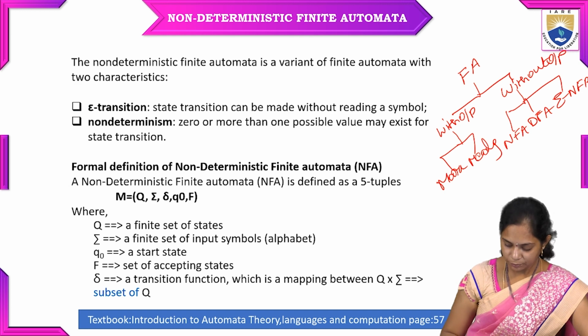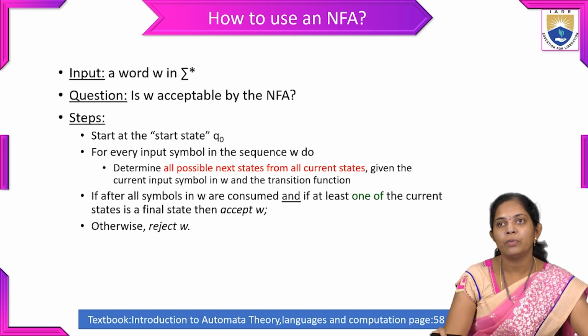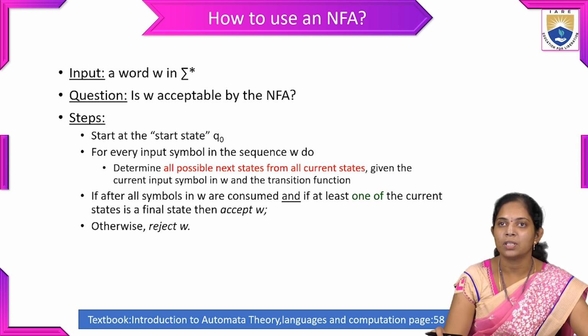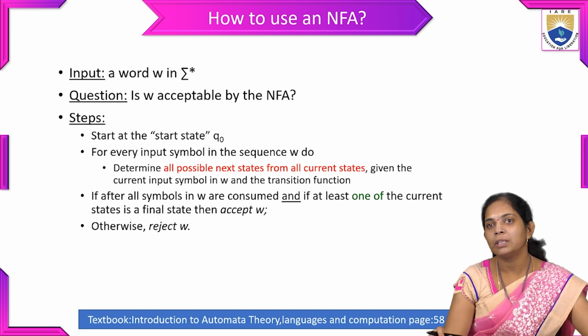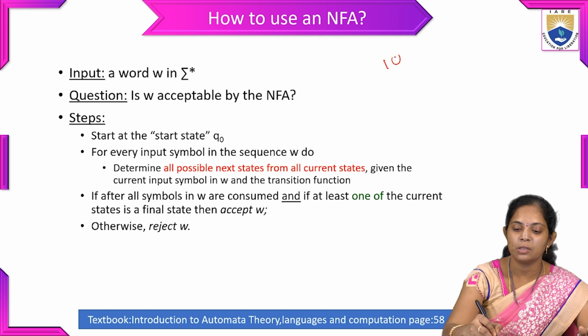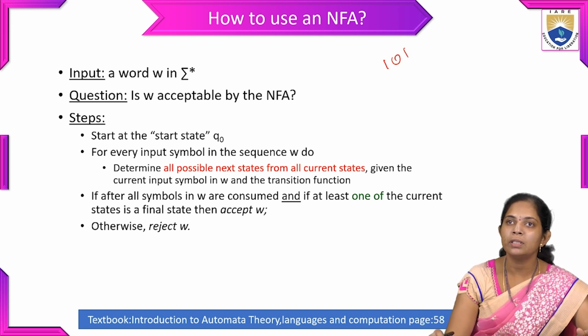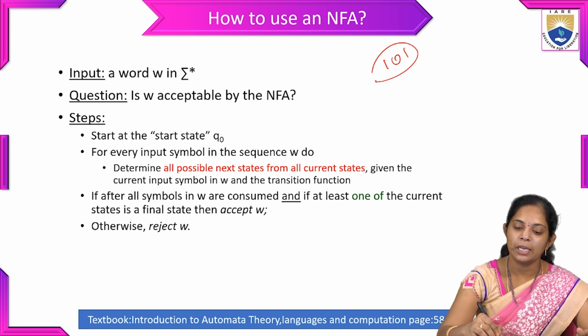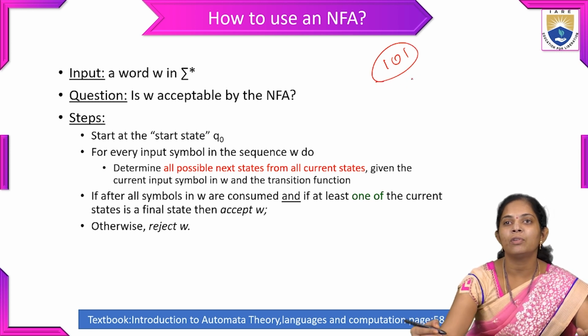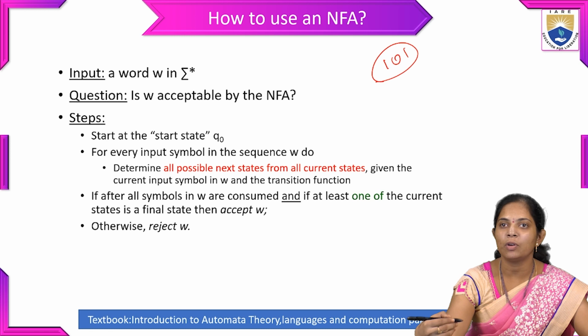Next, how to use an NFA. Where do we use it and how can we use the NFA construction? The input we are giving is a word, which is a combination of 1, 0, 1. We'll take just binary numbers, so it is a combination of zeros and ones. For an input string, we have to construct an NFA and check whether the string is accepted by the NFA or not.